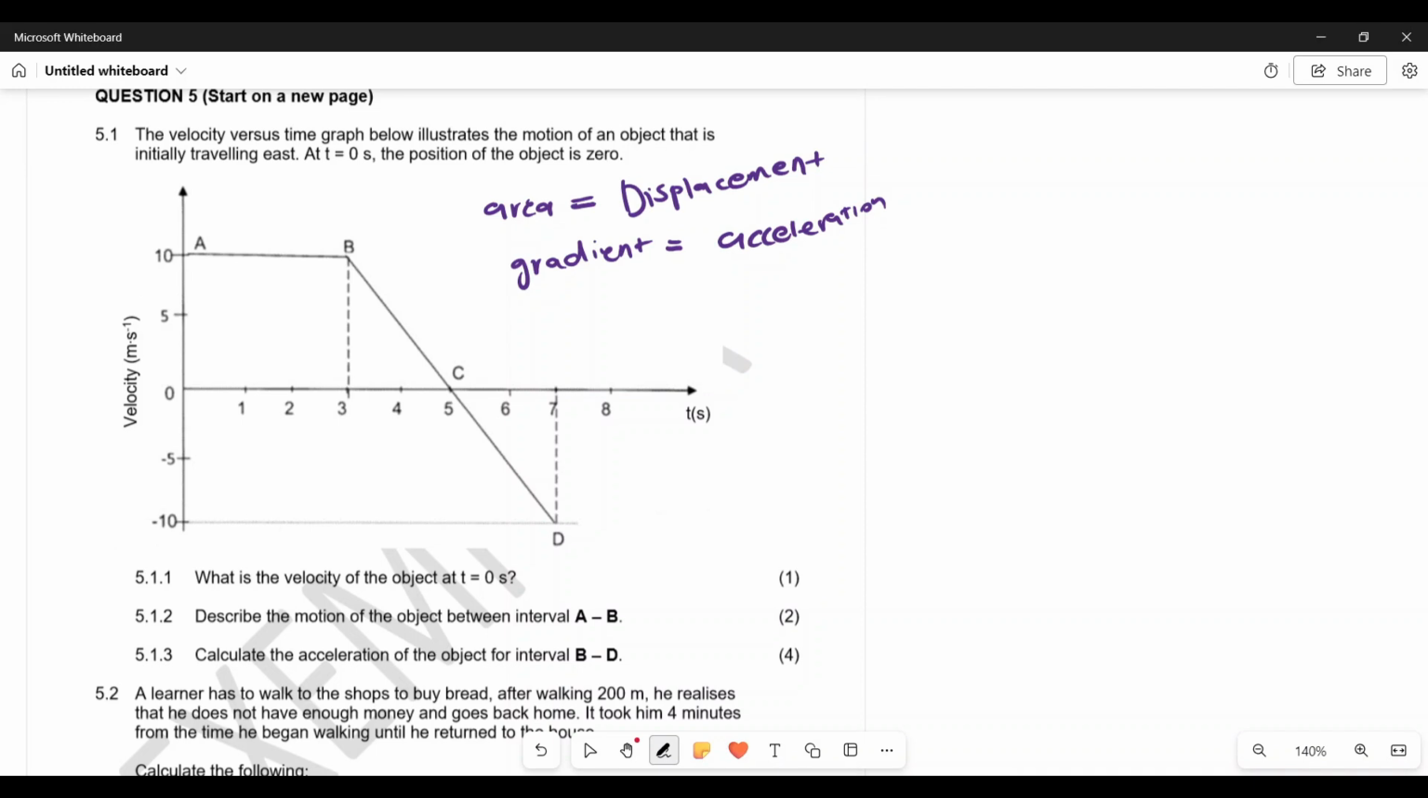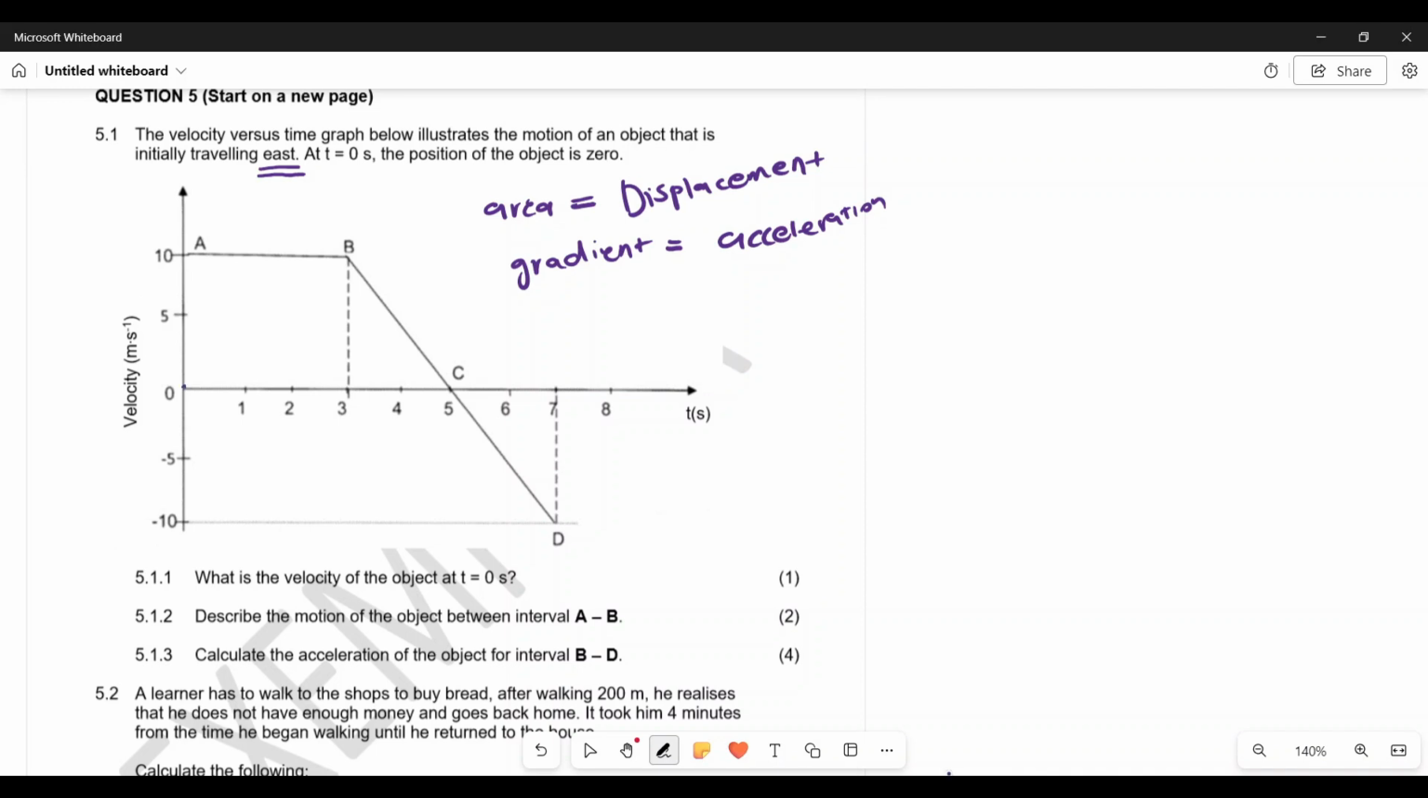So we are told that this is a velocity time graph. It illustrates the motion of an object that is initially traveling east. Now, this is important. Initially, it's going to the east. Now, at t is equals to 0, the position of the object is 0, right? So if this was a position time graph, remember on our y-axis, it would have been the position. On our x-axis, it would still be time. Our graph would have started here at point 0 if this was a position time graph.